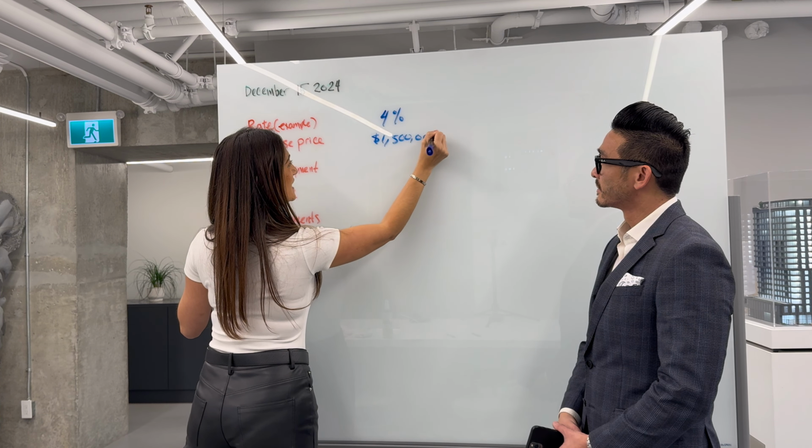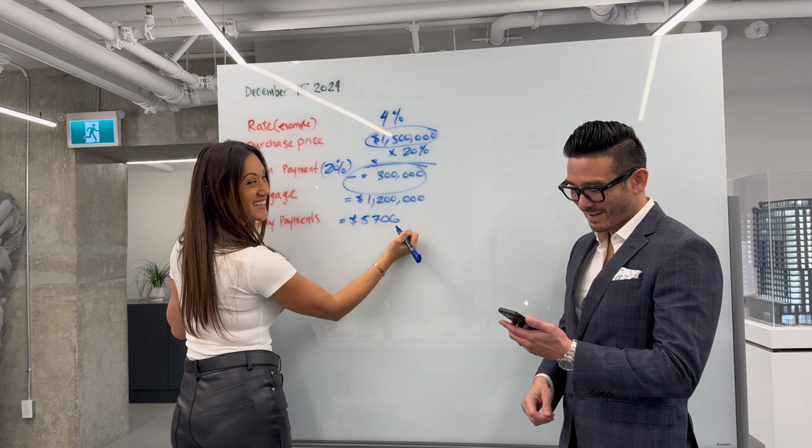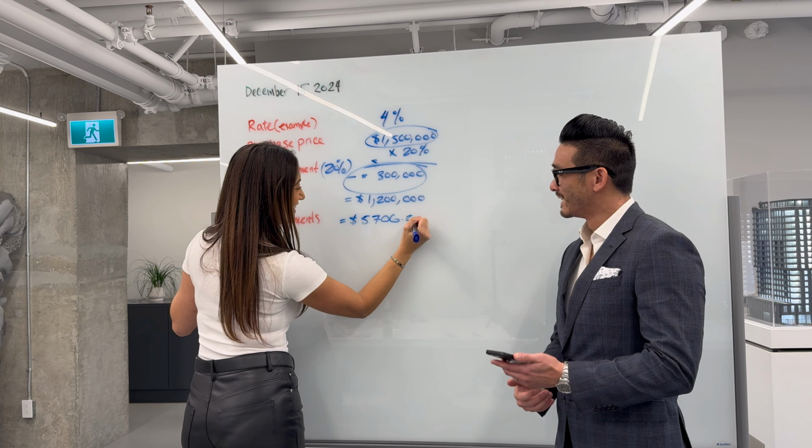Pretty simple to come up with your total mortgage: 1.5 million minus the 300,000 gives us 1.2 million. So that would be our mortgage based on that. So what would be our monthly payments then? The monthly payments are much less than earlier, at $5,706.22. So this would be our monthly payments for this number.